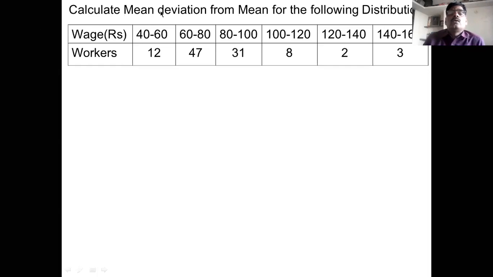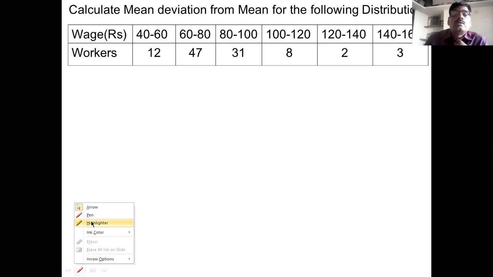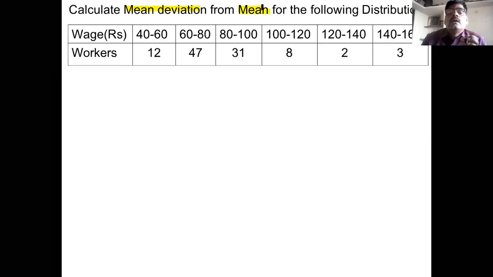Okay, you see here, calculate mean deviation from mean. One problem was ungrouped data, one problem continuous with exclusive. This is exclusive, the previous problem inclusive. Mean deviation from mean. You have to see the question, on which base you have to calculate mean deviation. You calculate mean deviation based on mean. First you calculate mean, then calculate mean deviation. This is the point you remember.